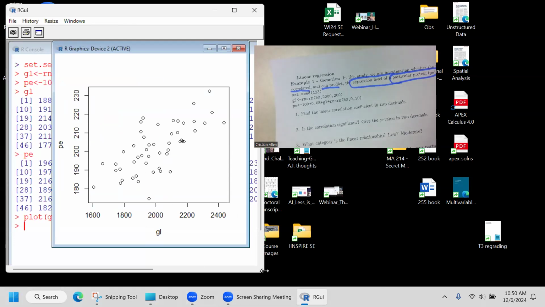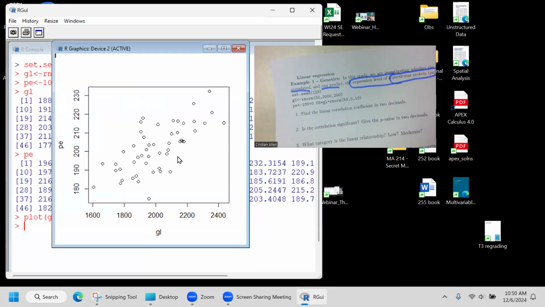This is looking pretty correlated, and it's a positive correlation. The more gene length there is, the more protein expression we're getting. So it's a positive, somewhat linear, or very linear, relationship. In terms of how linear this is, we're going to leave that for R to determine. But from the visual, it's looking pretty linear, and it's positively linear.